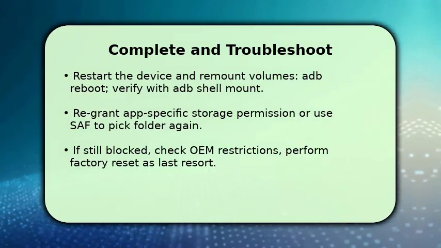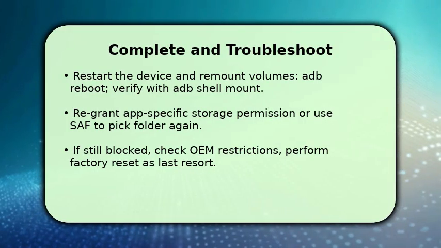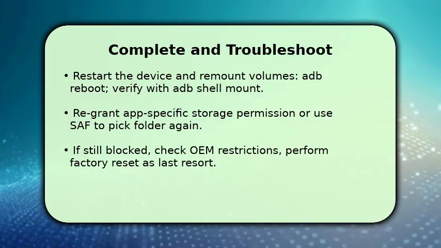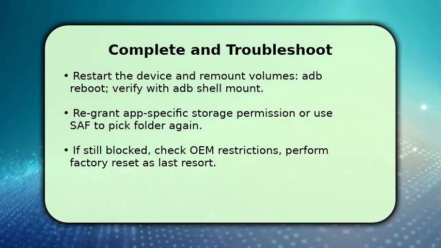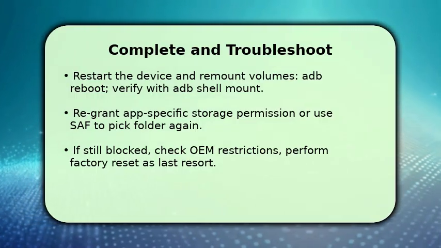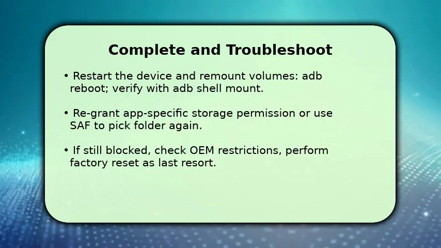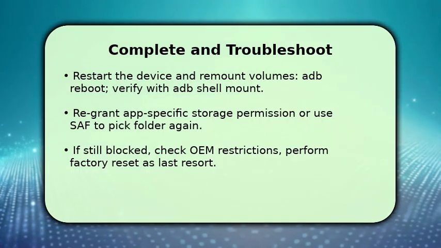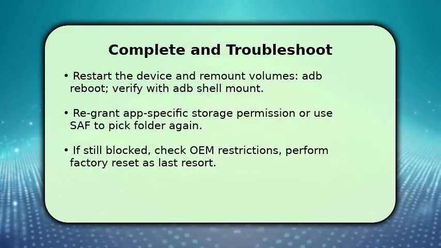Once the phone is back, re-grant the app its storage permission, or use the storage access framework to pick the folder explicitly so Android issues the proper URI grants. If you still can't use this folder, check for OEM-managed restrictions or third-party security apps. As a final troubleshooting step, export data and perform a factory reset only if all other fixes fail.